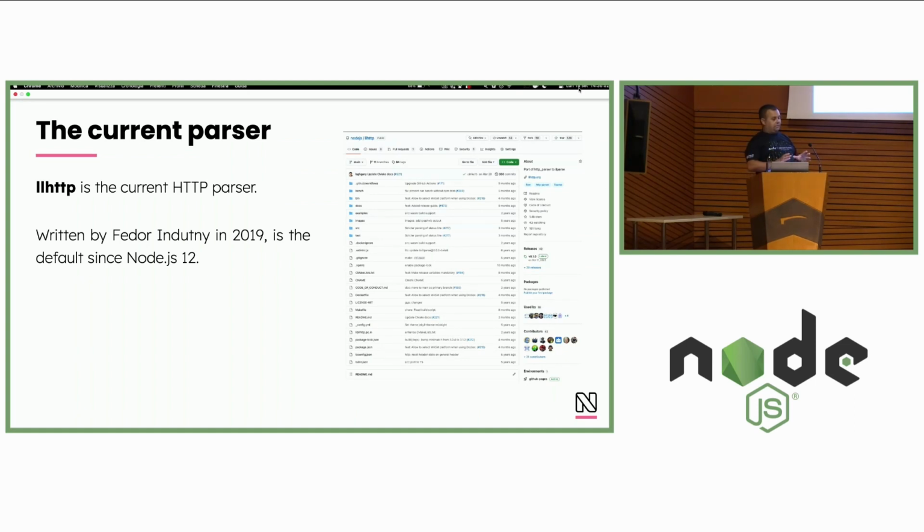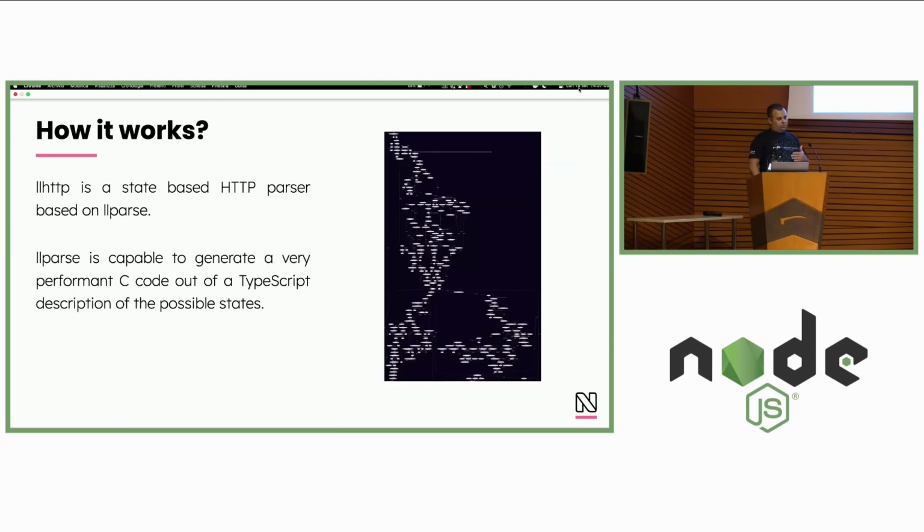The current parser for HTTP/1 in Node is LLHTTP, which was created by Fedor in 2019, and this is the default in Node since Node 12, replacing http-parser. It works by being a state-based HTTP parser based on LLParse, which transpiles TypeScript to C.